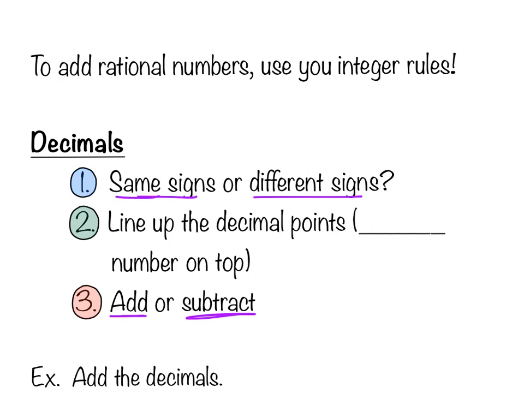And then we're going to write the larger number on top. Now, it doesn't really matter if you're adding, but if you're subtracting, the larger number has to be on top. So if you just get in the habit of always putting the larger number on top, you'll be fine no matter what. And then the final step will be to add or subtract, depending on what you've got for your signs, same signs or different signs. So let's look at some examples.